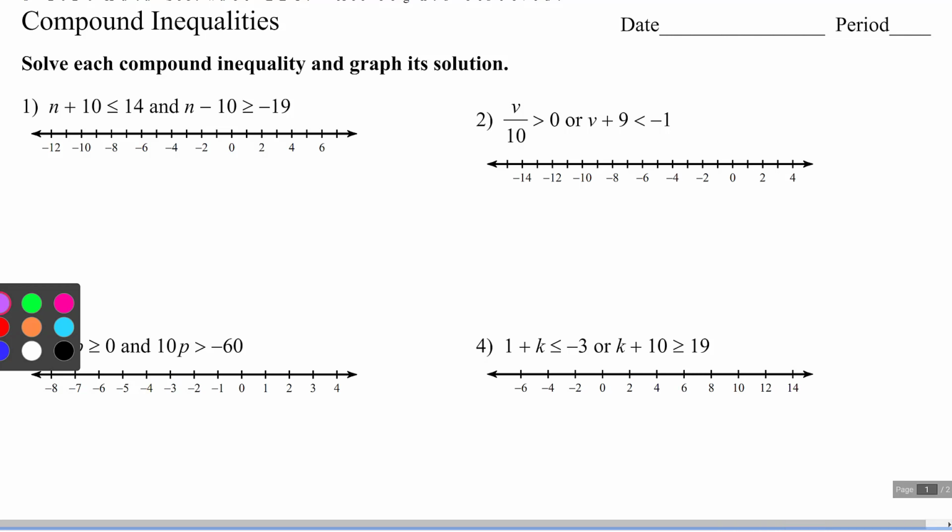Okay, so in class today you worked on solving the odd questions from this worksheet. So right now we're going to look at solving the even ones just to give you some extra practice.